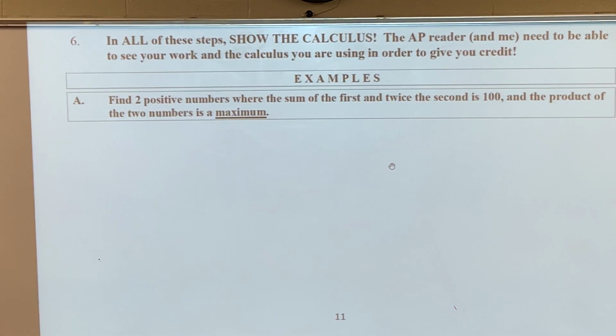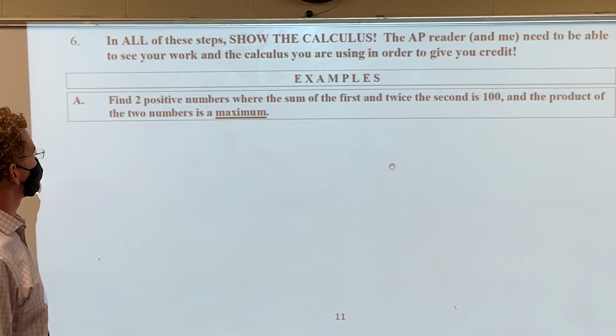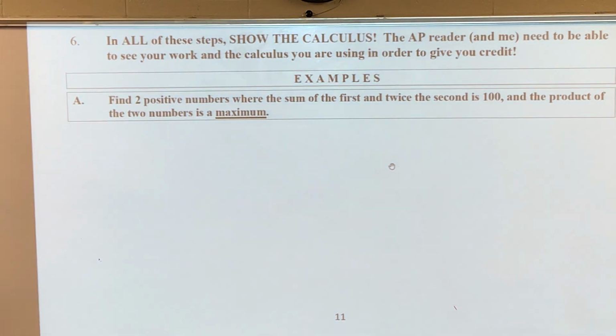So right here it says, find 2 positive numbers where the sum of the first and twice the second is 100. The product of the 2 numbers is a maximum. All right, so I'm saying find 2 numbers where the sum of the first and the second is 100. The product is a max. So based on my rules, what was the very first thing that I suggested?